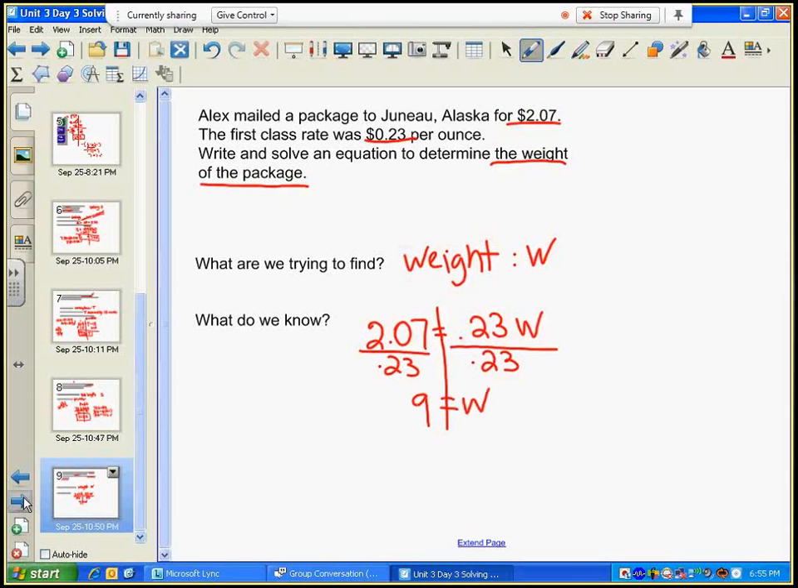Let's check it out. So my equation is $2.07 equals 0.23 times 9. I'm going to do 0.23 times 9, and that gives me $2.07. That checks out. So my weight in ounces is 9. Okay, my weight is 9 ounces.